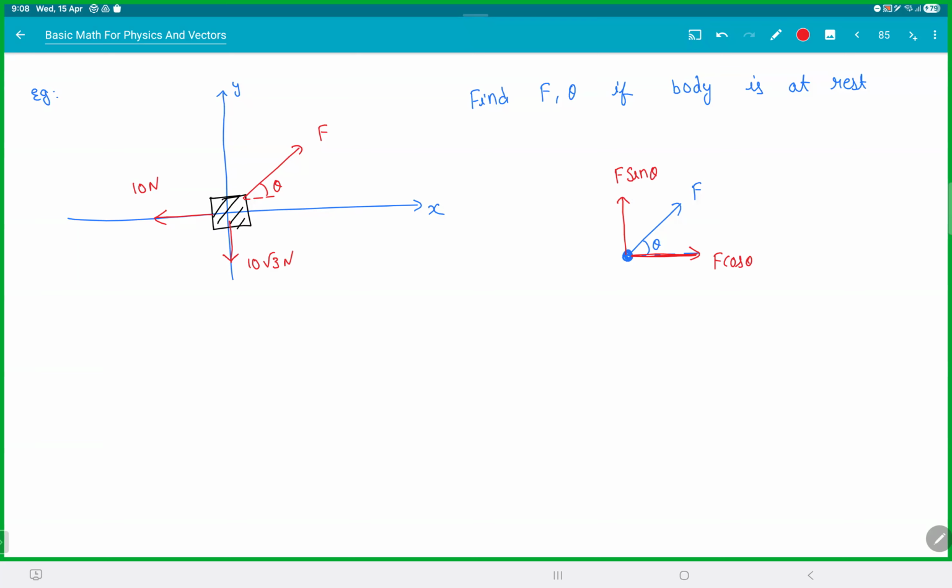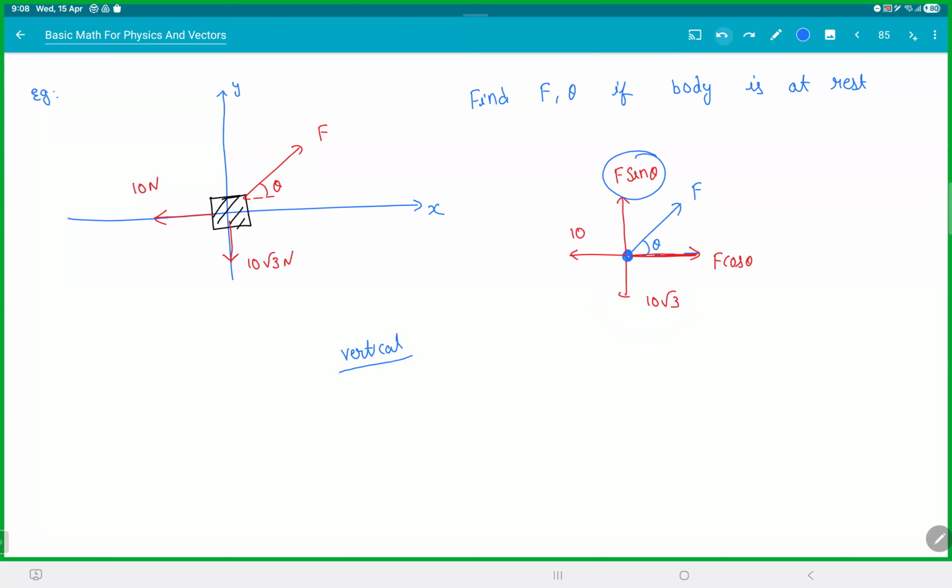F cos theta, F sin theta. What are the other forces? You have 10 acting to the left and 10 root 3 acting down. Bas ho gaya? These are all the forces. Now, in the vertical direction, that is in the y direction, what are the forces? F sin theta is up and 10 root 3 is down.